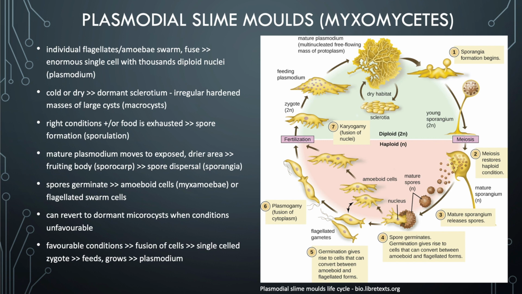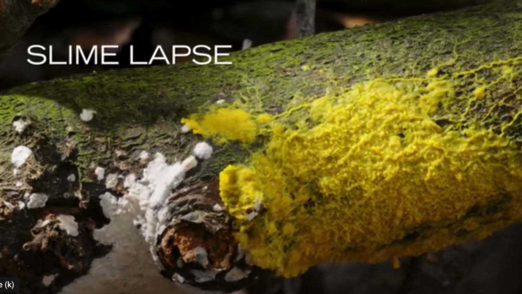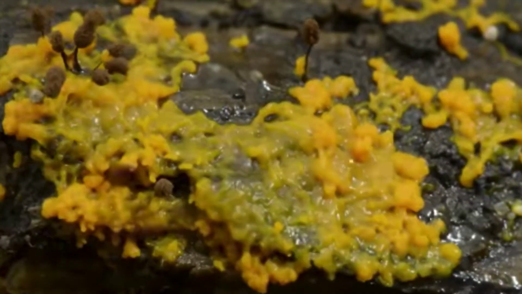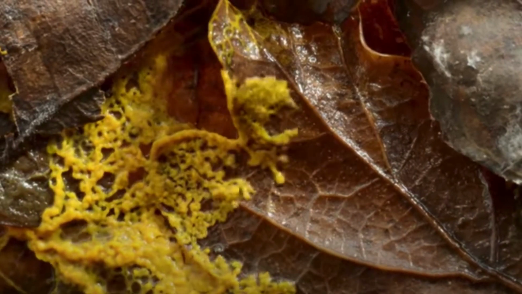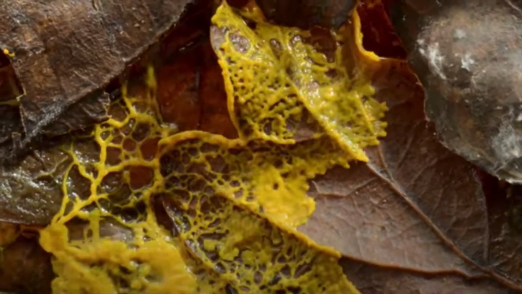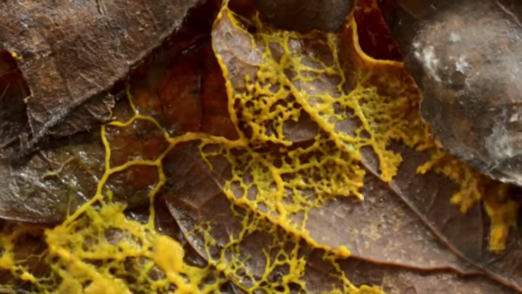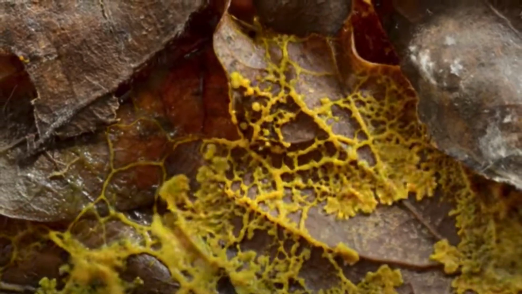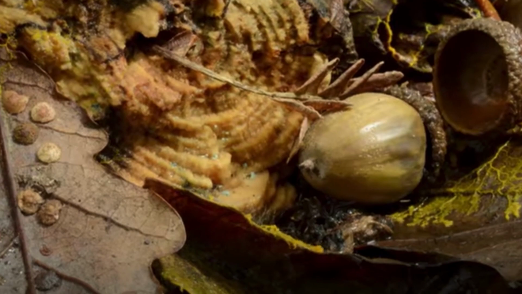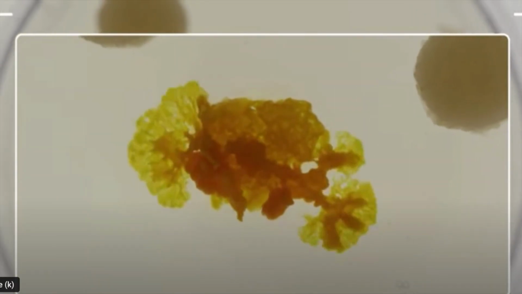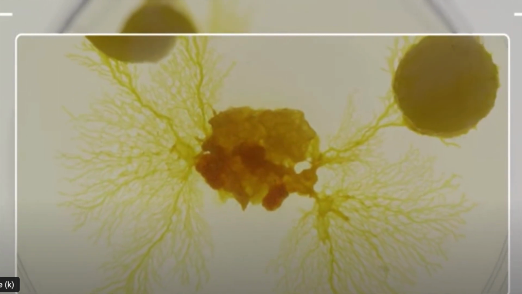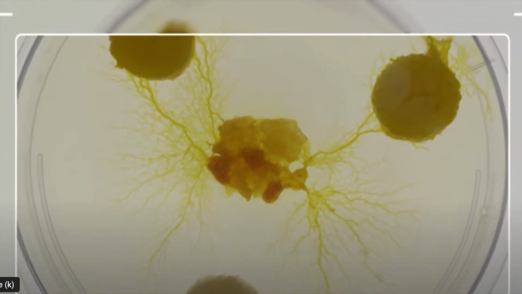And now we'll look at some examples of plasmodial slime molds. This time lapse has been borrowed from a YouTube video called Lengths of Time, Slime Lapse by Biographic. So the life cycle we've just discussed is of this particular organism, and this is just the one plasmodium, so one cell spreading forward in the time lapse.